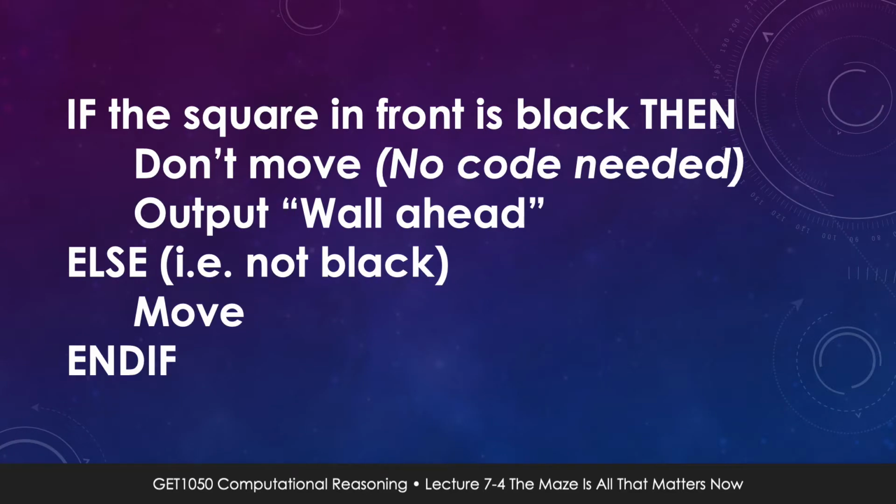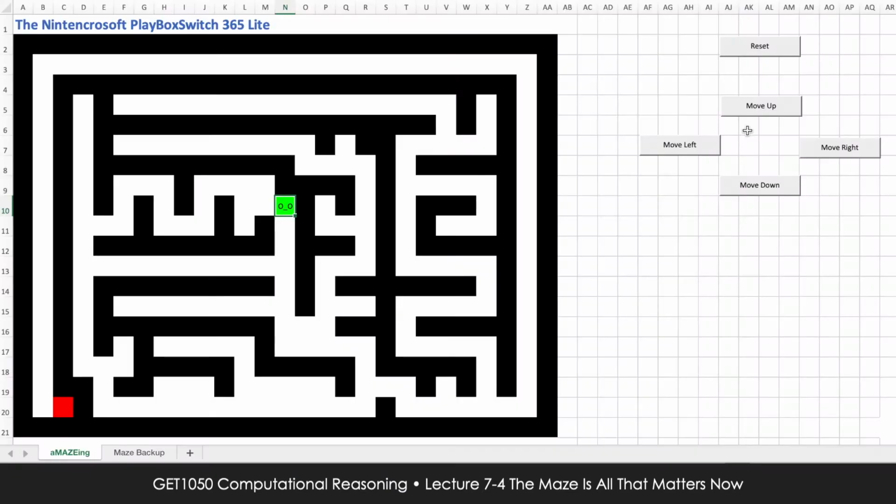Basically, the idea is this. If the square in front of you is black, then don't move. Maybe output, hey, there's a wall over here. If it's not black, which is the else, then we move, correct? So how do we translate this logic into VBA code? I'm just going to demonstrate for the move up button.